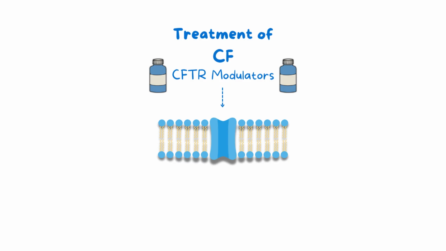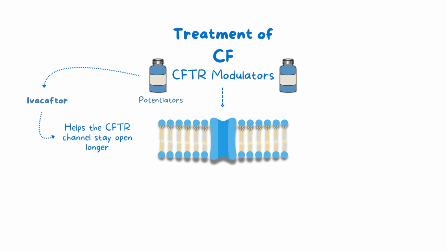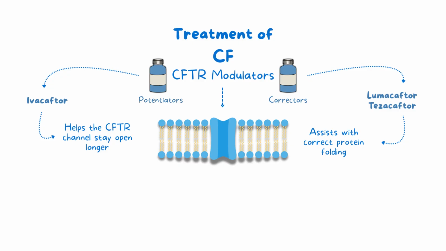These modulators come in different types. Potentiators, such as ivacaftor, help CFTR proteins at the cell surface to stay open longer, improving chloride and water flow. Correctors, such as lumacaftor and tezacaftor, assist misfolded proteins like those caused by the delta F508 mutation, allowing them to fold more correctly and reach the cell surface.